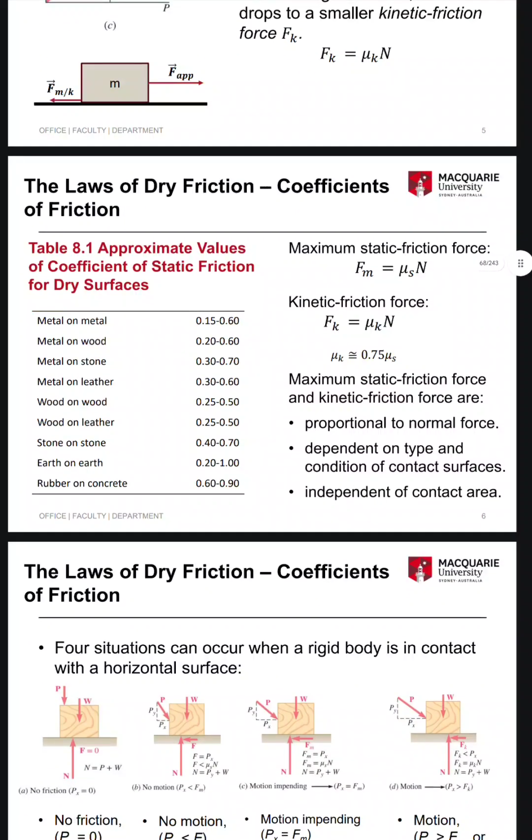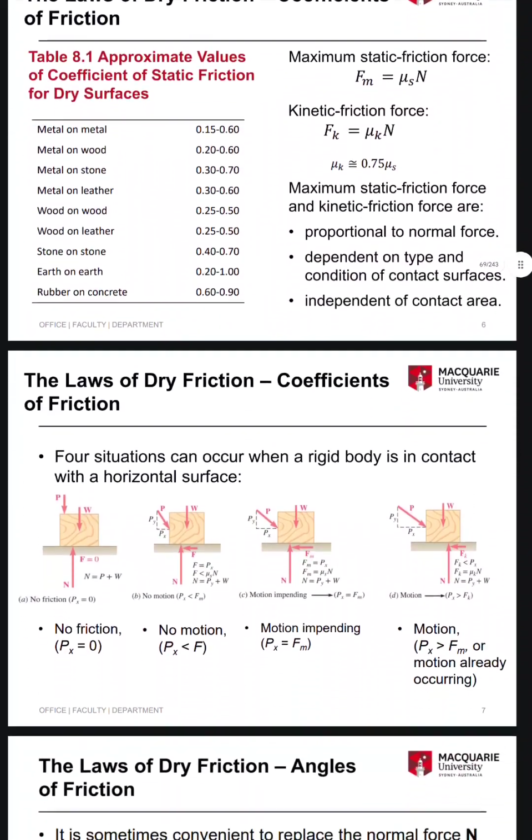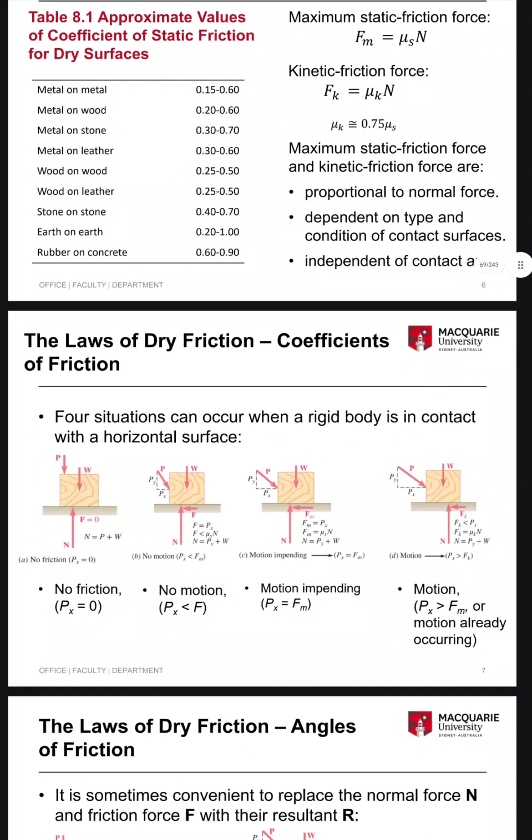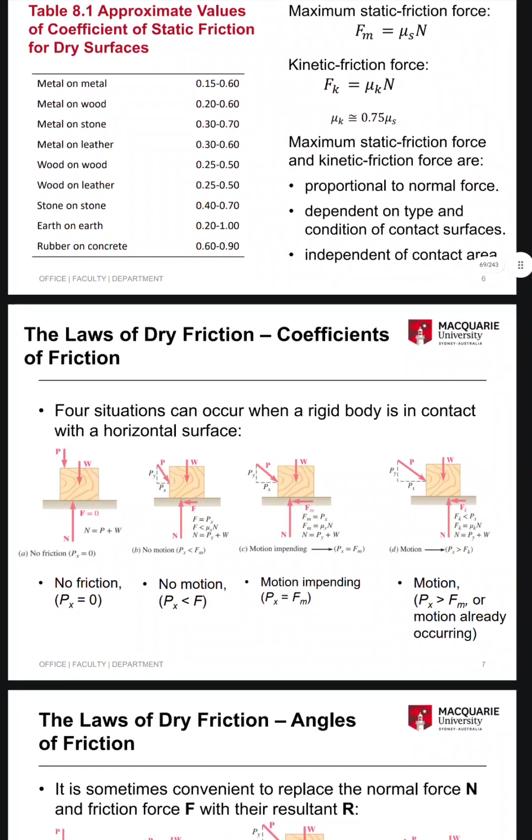The laws of dry friction, coefficients of friction. Four situations can occur when a rigid body is in contact with a horizontal surface. This is the fourth section. N equals P plus W. No friction: Px equals 0, N equals P plus W. No motion: Px is less than Fm. Static friction: F equals Px, F is less than mu s N, N equals Py plus W. Motion impending: Fm equals Px, Fm equals mu s N, N equals Py plus W.